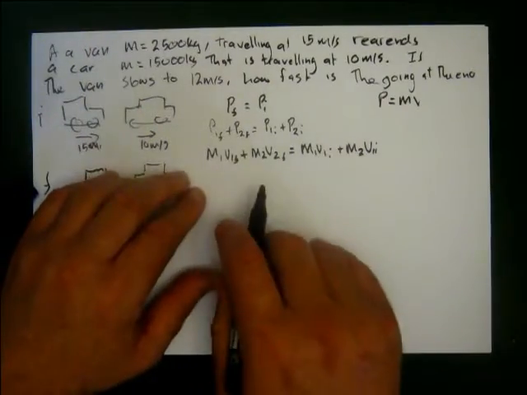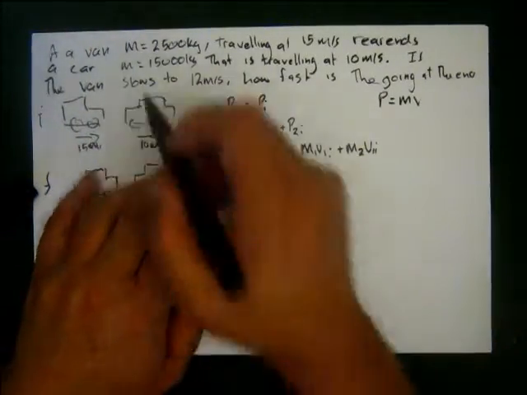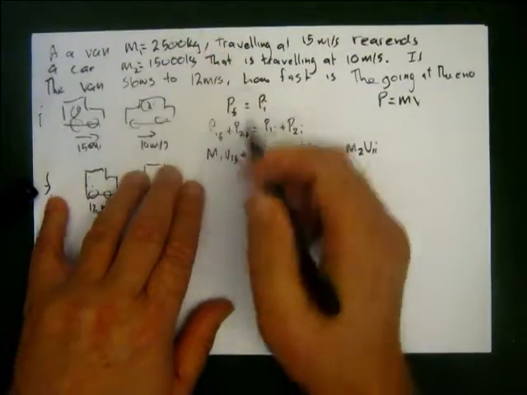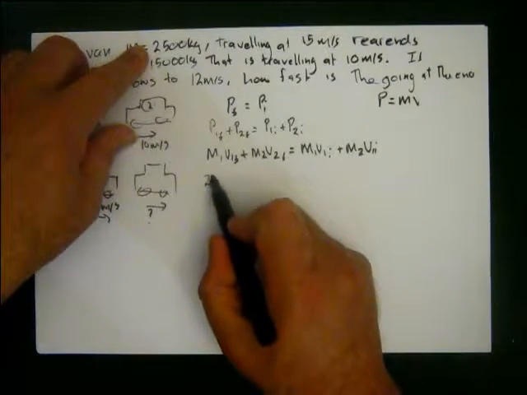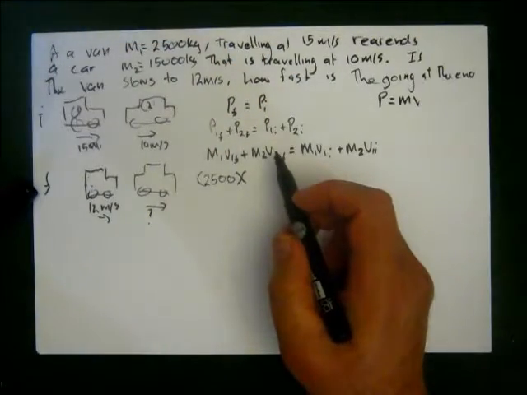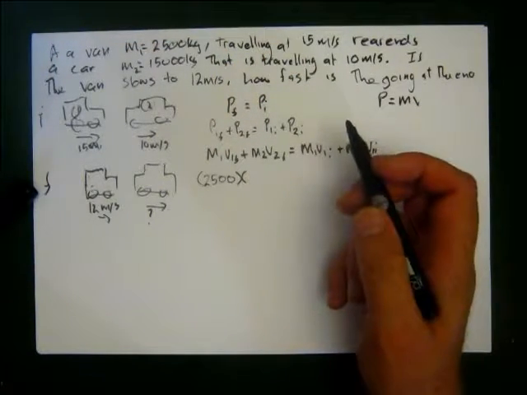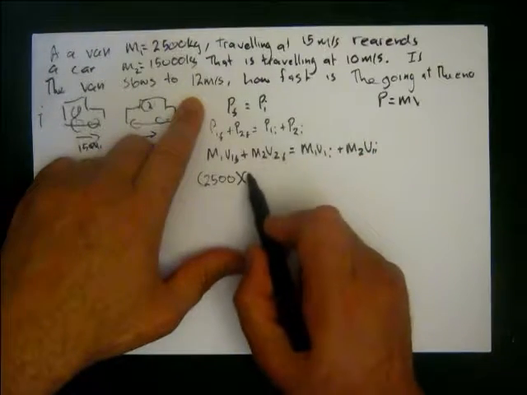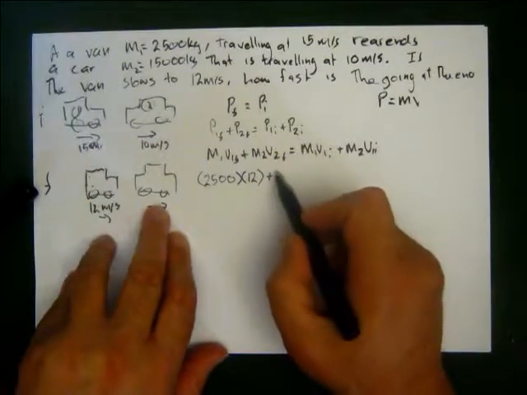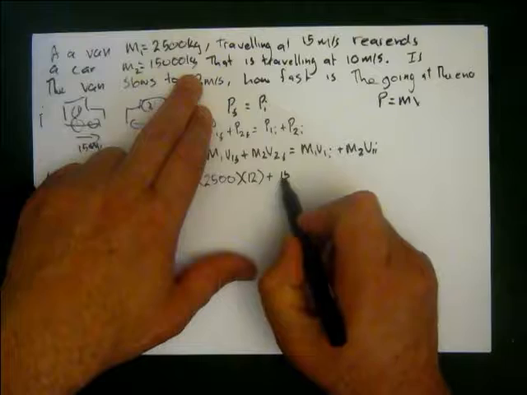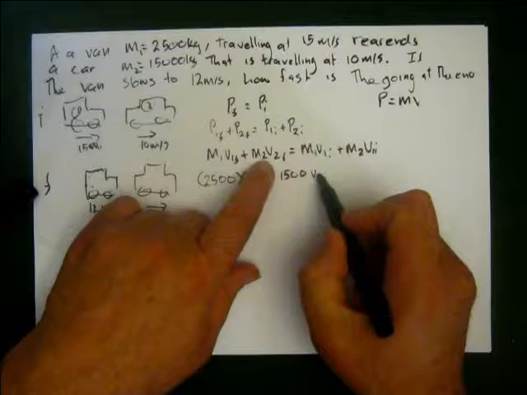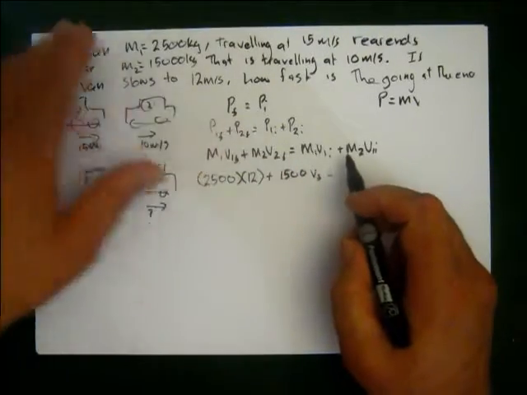And this is the engineering way. When we do this, we're not going to worry about units. So the van I'm going to call 1, the car is 2, so mass of the van is 2,500 times the velocity of the van at the end, which slows down to 12 meters per second. Plus the mass of the car, 1,500, times, well, that's what we want to find out, velocity final.